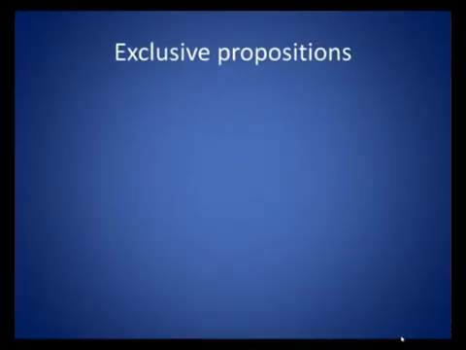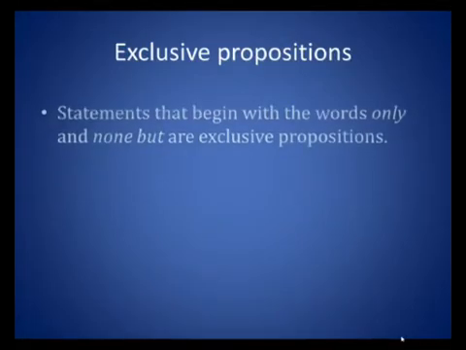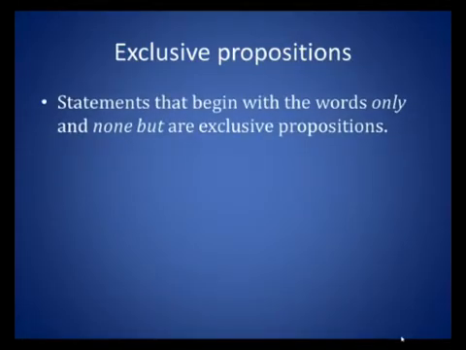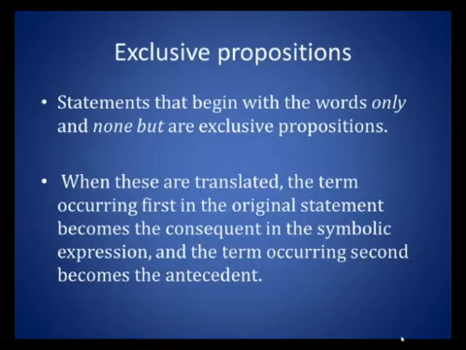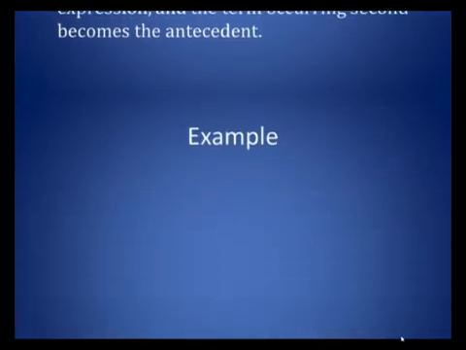A bit more about something else. Let's talk about exclusive propositions for a moment. Statements that begin with the words only and none but are exclusive propositions. When these are translated, the term occurring first in the original statement becomes a consequent in the symbolic expression, and the term occurring second becomes the antecedent. So in other words, you need to pay attention for the indicator words only and none but. We will look at some examples from this.